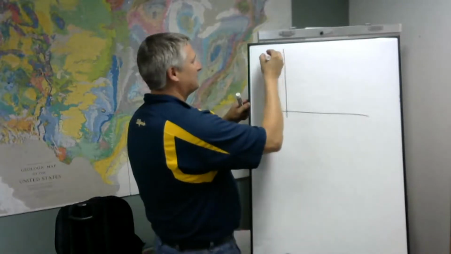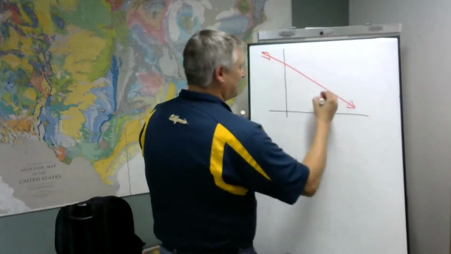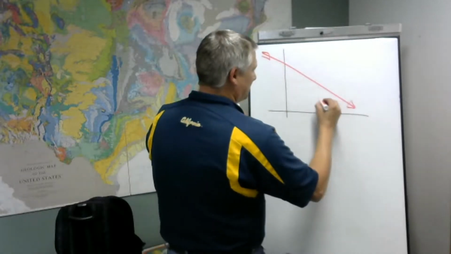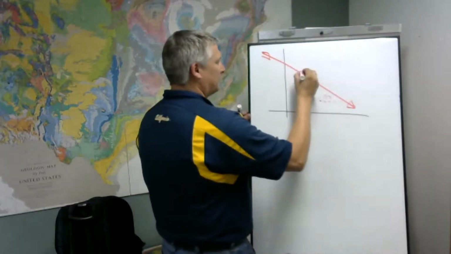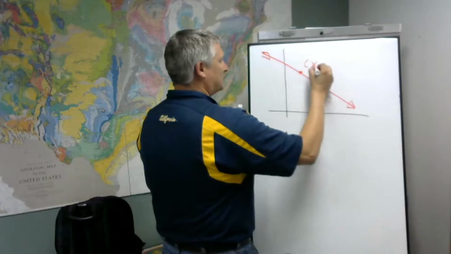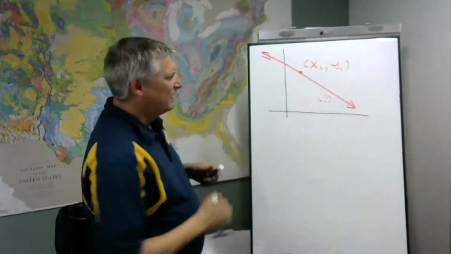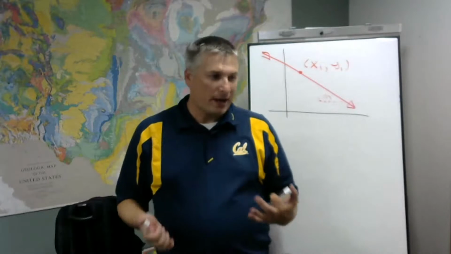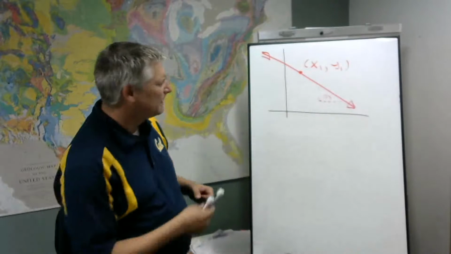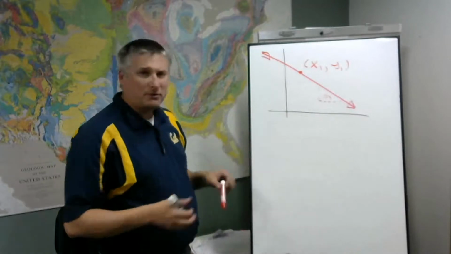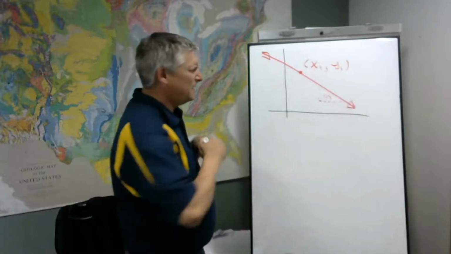we have our line, and it's got a slope m. And there's some point, x1, y1. And we want to construct an equation for this line with this information. So the way we do this, let's pick some point randomly on this line. Say this one.